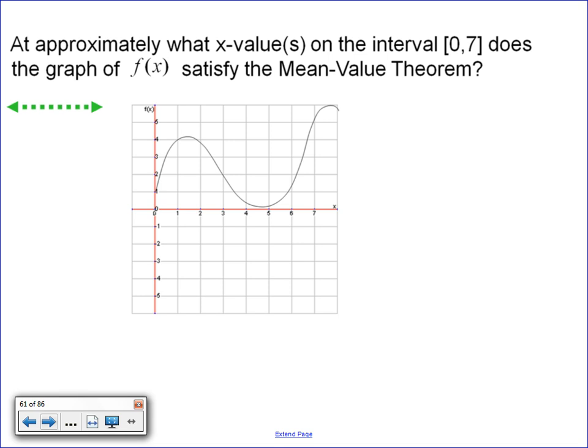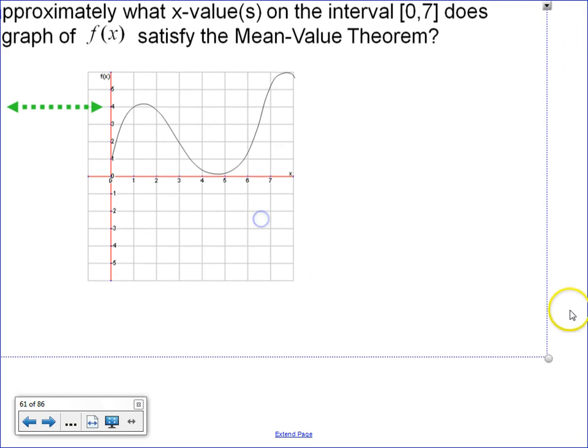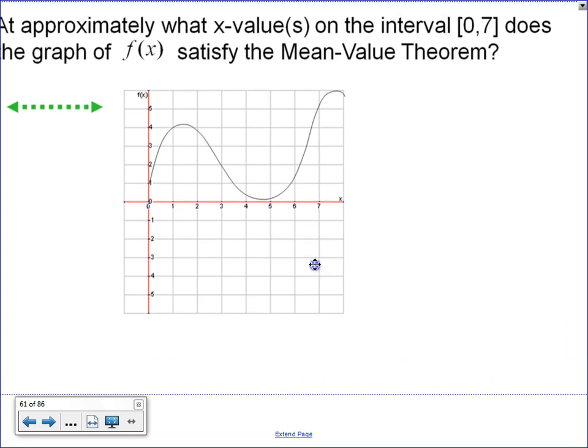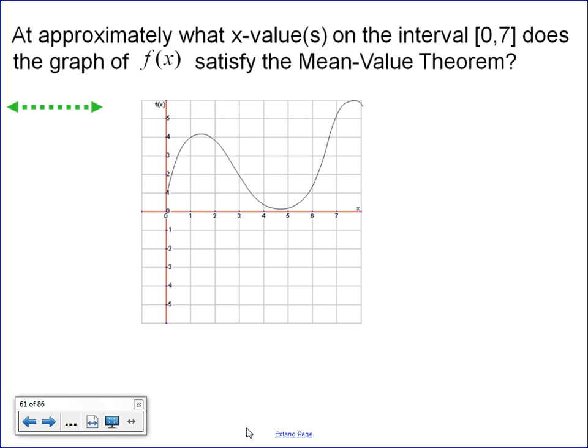So, estimate for me on the interval 0 to 7 of this graph where the c's are, just estimate. I know some of you don't like estimating, but do the best you can. Estimate graphically my c values. Estimate graphically which x's would satisfy the mean value theorem. It can be approximate. We got some randomish decimals in period 1.